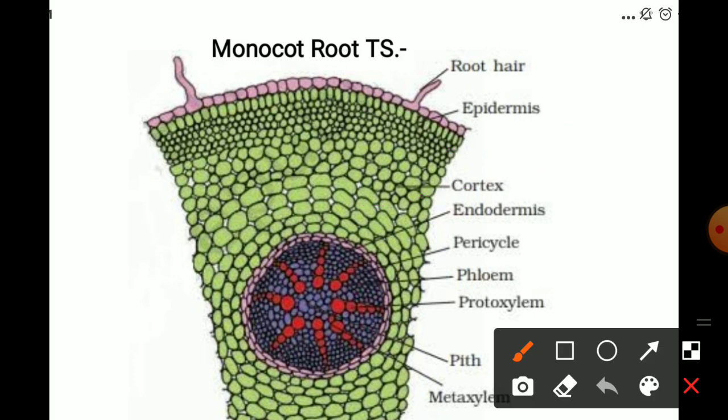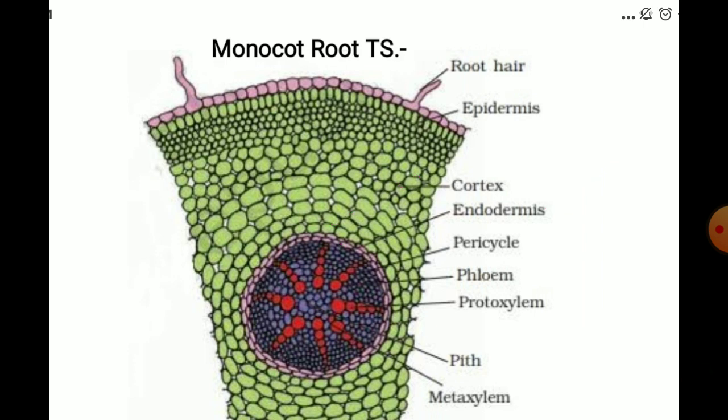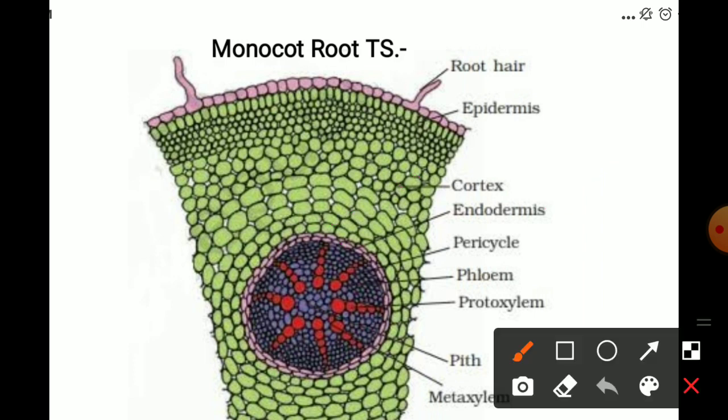Now below this cortex, there is the lowermost region of the cortex, which we call the endodermis. This is the outermost covering of the radial vascular bundles. This is the endodermis, an outer layer, a concentric circle encircling the radial vascular bundles in the center.